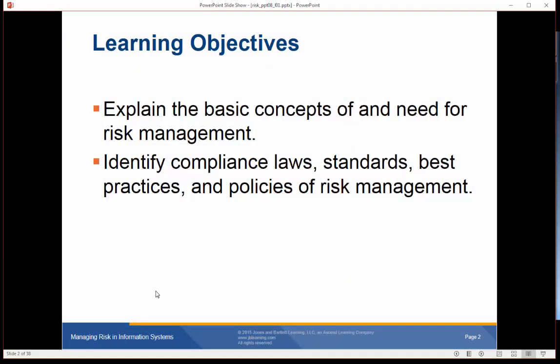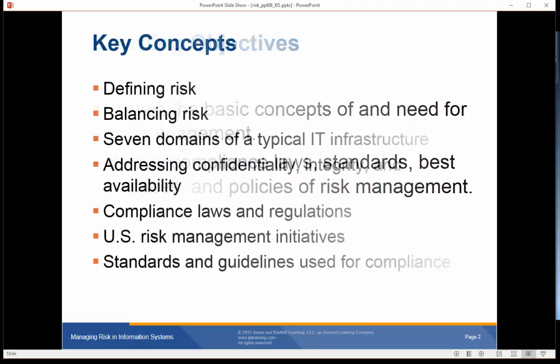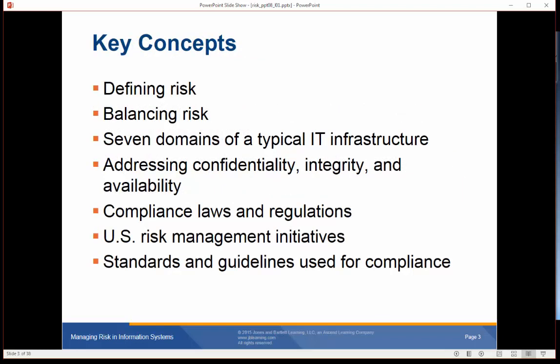So our learning objectives for this lesson are to explain the basic concepts of and need for risk management in an organization. And we'll also identify compliance laws, standards, best practices, and policies of risk management. In our key concepts, we'll be able to define risk, balancing risk, and the 7 domains of a typical IT infrastructure. I want you to pay particular attention once we get to that section, the 7 domains of a typical IT infrastructure.